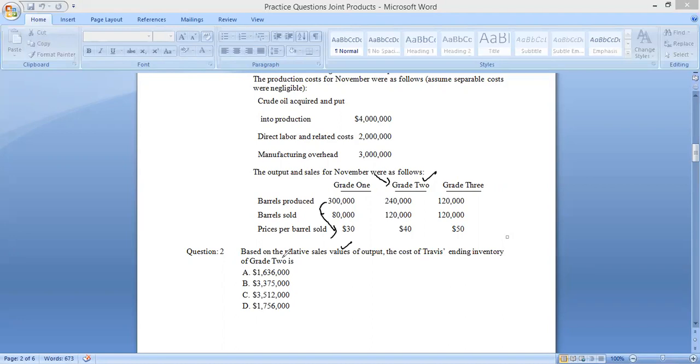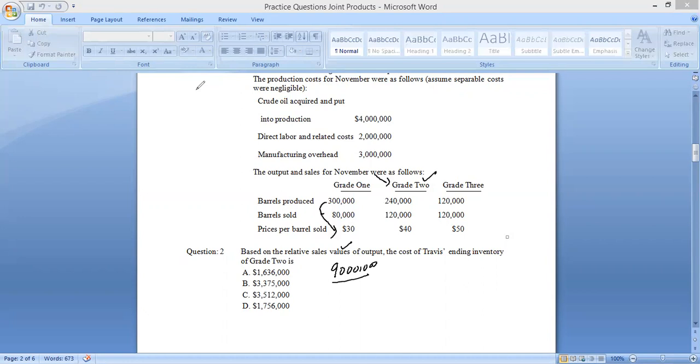So students, if we multiply 300,000 with the amount, we will have 9 million. So 9 million is the value of the first product, grade 1. Grade 2, I'll calculate the sales value now, because we first need the sales value, then only can we allocate the joint cost.